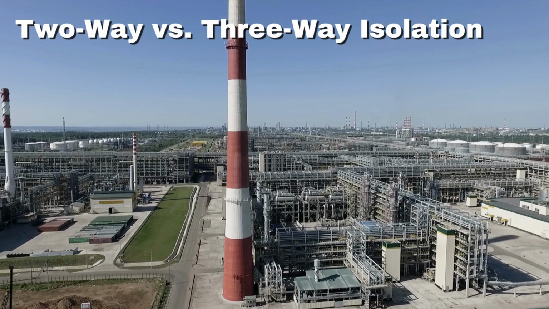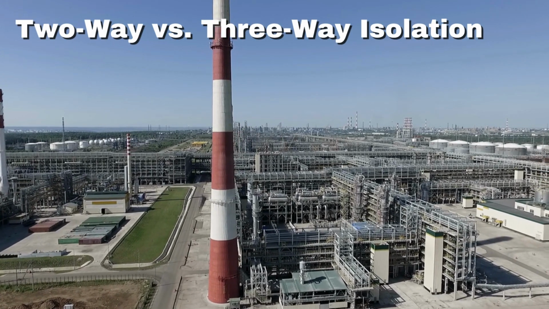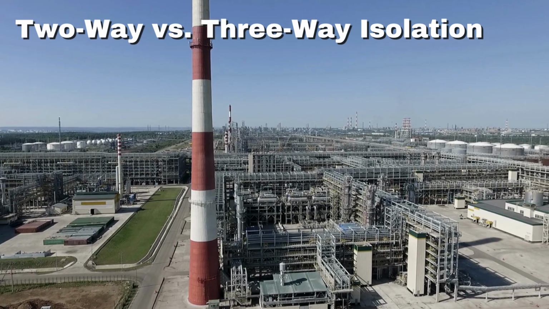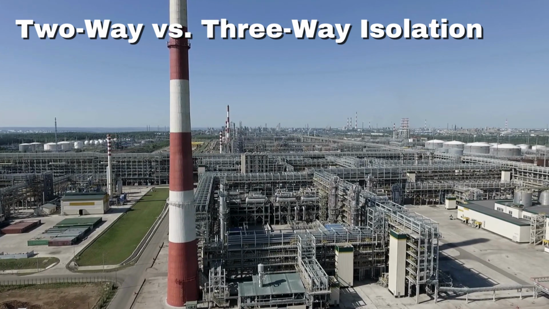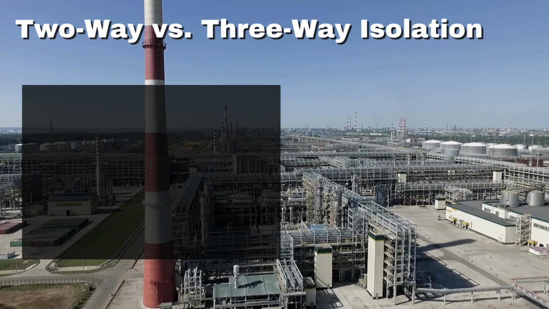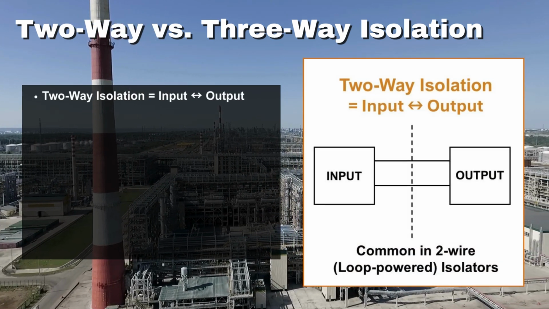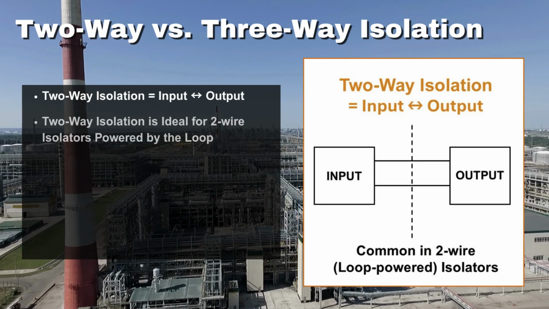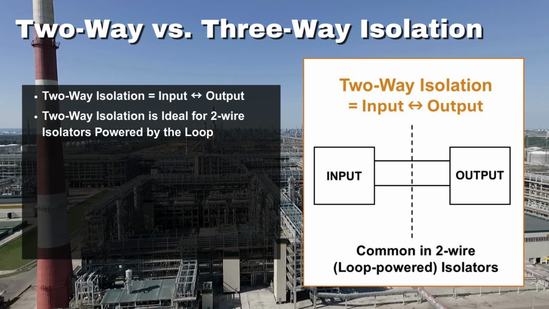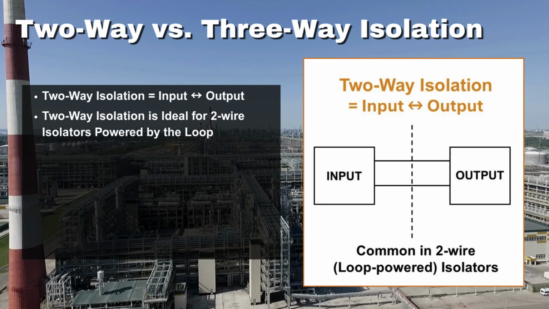In process control, you'll often hear the terms two-way isolation and three-way isolation. Understanding the difference is key to choosing the right signal isolator for your application. Two-way isolation refers to isolation between the input and output. It's common in two-wire transmitters, which are powered from either their input or output terminals.